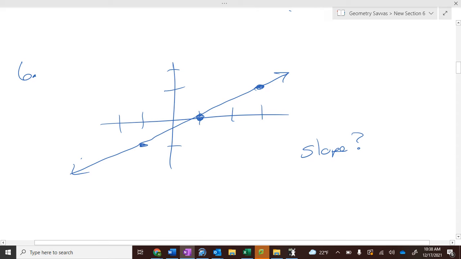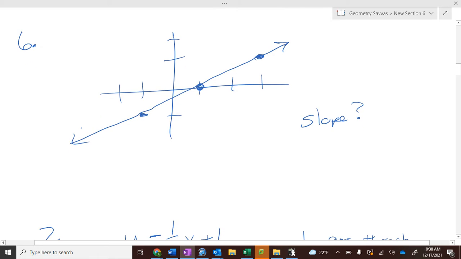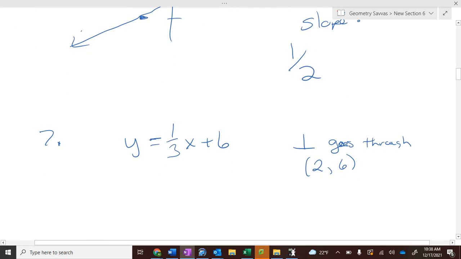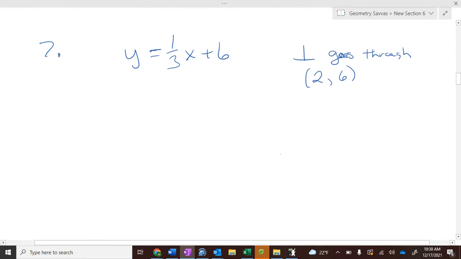What's the slope of that line? Rise over run. It rises 1 for every 2 it goes over. 1 over 2. Okay.